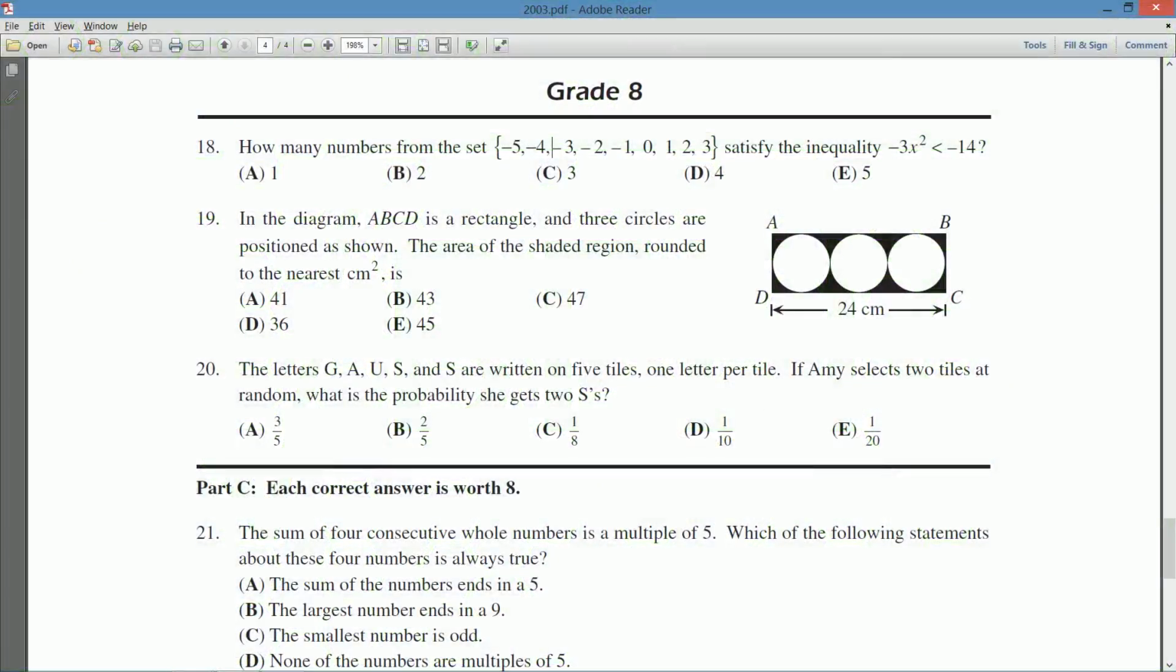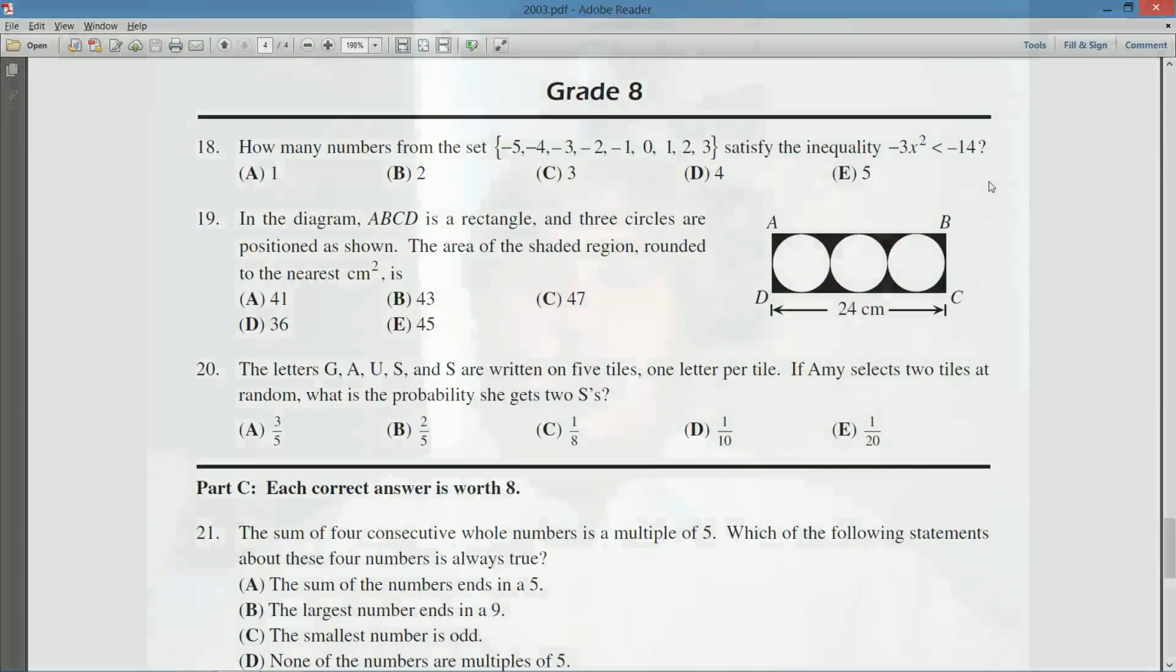How many numbers from the set -5, -4, -3, -2, so there's all the -5 up to +3, so we all go all the way through 0, satisfy the inequality -3x squared is less than -14.